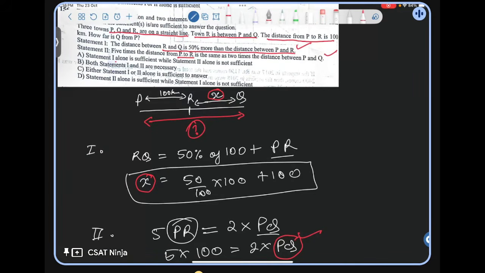Statement 1 alone is sufficient, while statement 2 alone is not sufficient. That means this option is eliminated. Both 1 and 2? No, because I'm using only 1 to answer. Or 1 or 2? So either statement number 1 or 2 alone is sufficient to answer. So the answer here is this one.